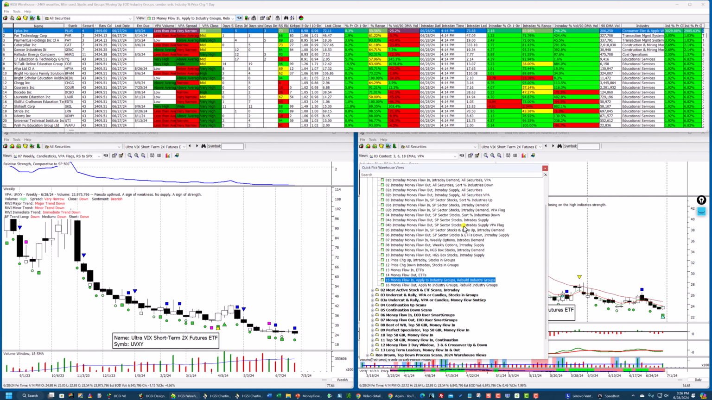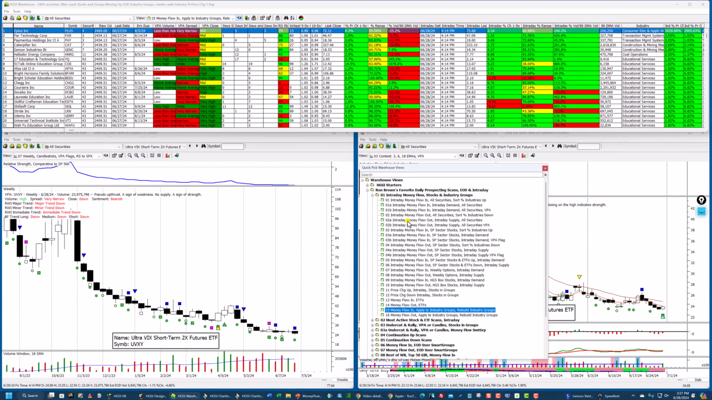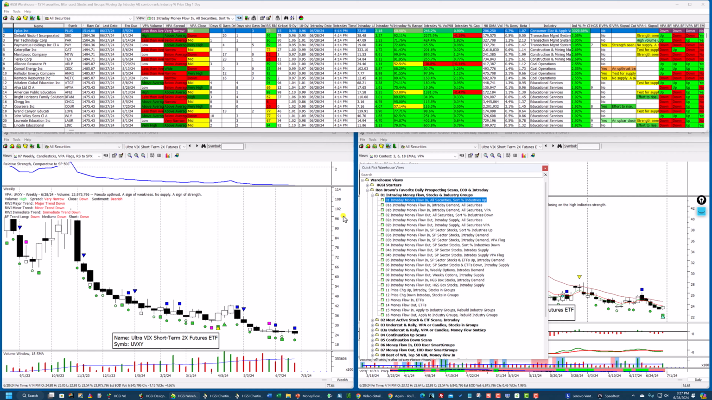And this is money flow in when applied to the industry groups. I don't use this much, but I just put it in there. So that's money flow in and out. I just wanted to show that to you. I want to show you one more thing, and then I'm going to call it quits.